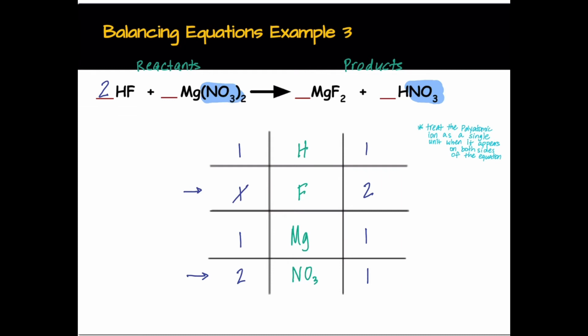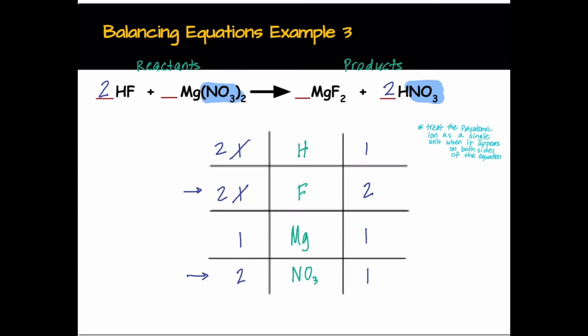That changes our number of fluorines to 2, and our number of hydrogens also to 2. Now that the fluorines are balanced, let's look at the nitrate ion. We need to make sure that the nitrate ion is balanced, and we can do that by putting a coefficient of 2 on the product side in front of the HNO3 molecule.